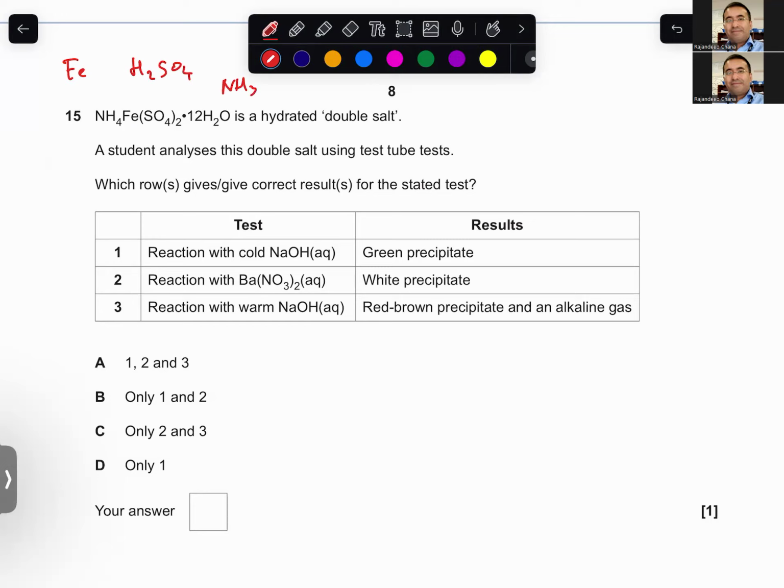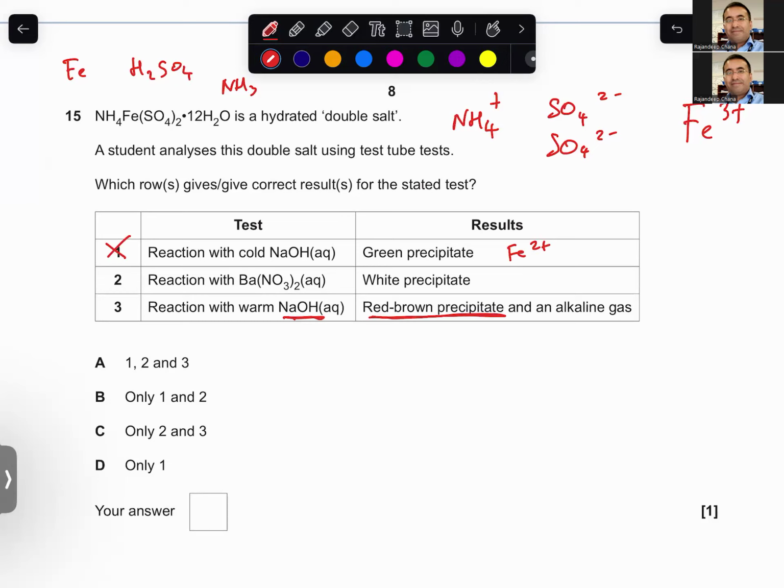So if you react it with cold sodium hydroxide, will it give you a green precipitate? You see, you've got 2 sulfate ions. You've got 1 ammonium ion. That means iron must be 3+. And iron 3+ does give you a red-brown precipitate with sodium hydroxide. So that's correct. Green is for Fe2+, so it's not going to be 1.